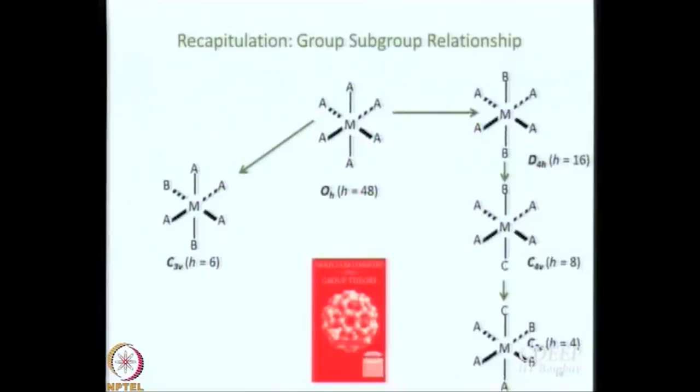Does it have anything to do with chemistry? No? Yes. Don't forget what we have discussed already. Start from octahedron. We said that C3v is a subgroup of octahedron because you get C3v by substituting how many elements? Two elements like this. Actually, that is not right, is it? Three elements. I have to correct that. Somehow it has gone unnoticed. But what about this side? This is D4h, this is C4v, this is C2v.